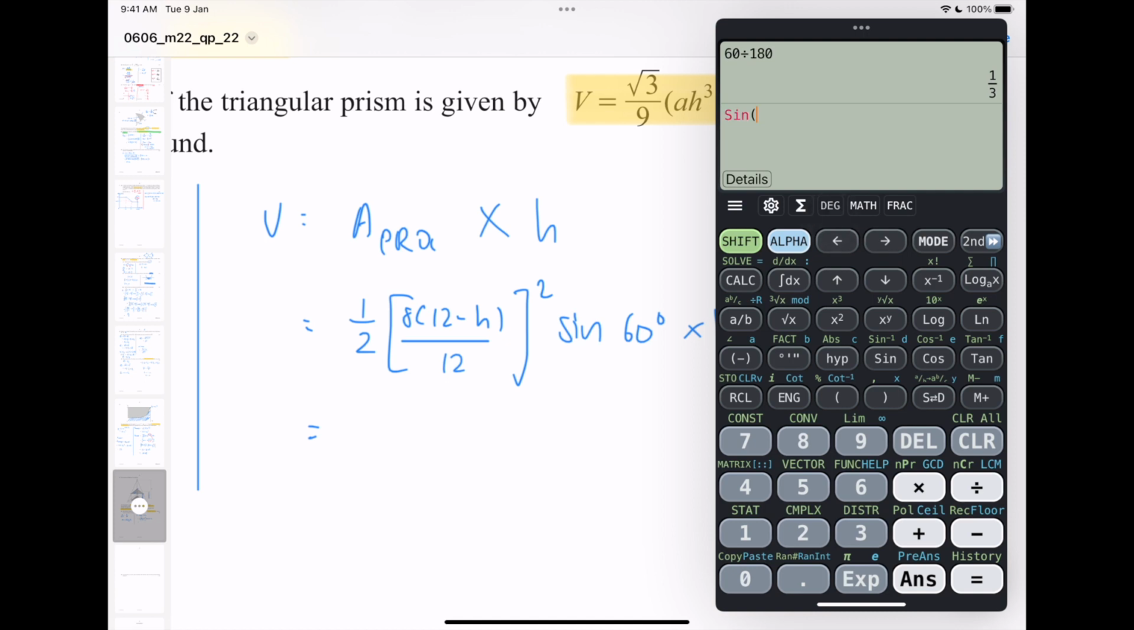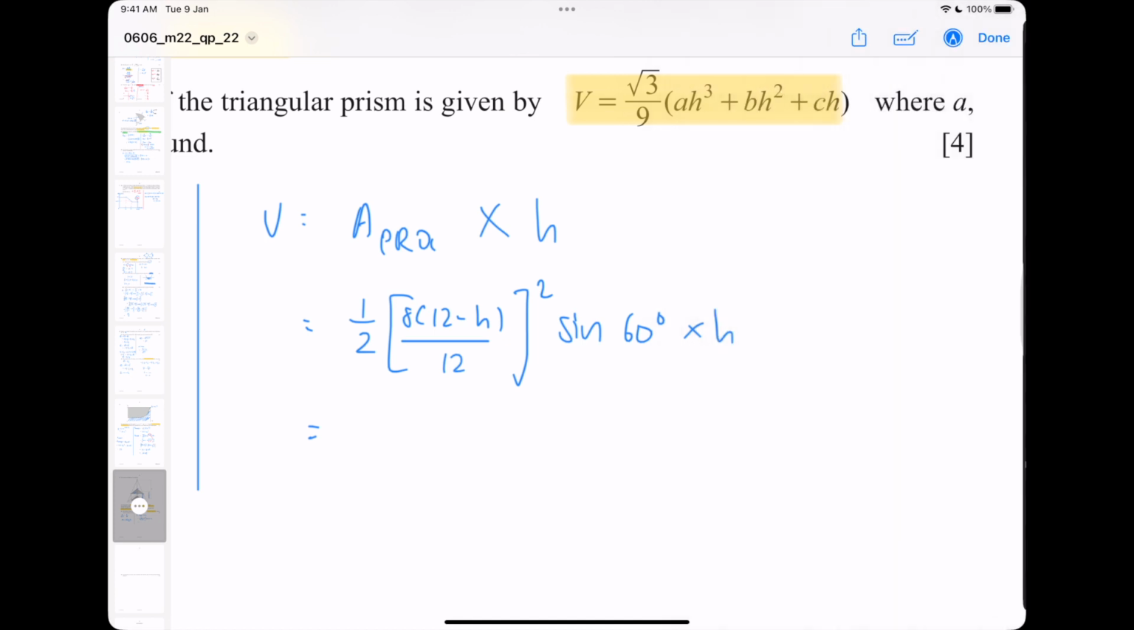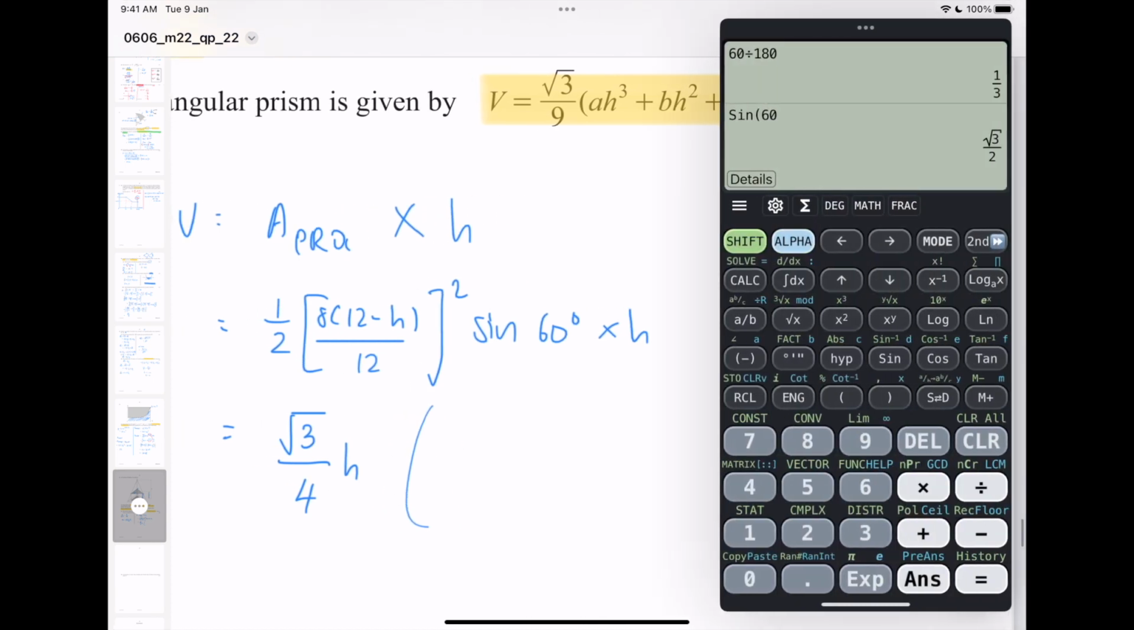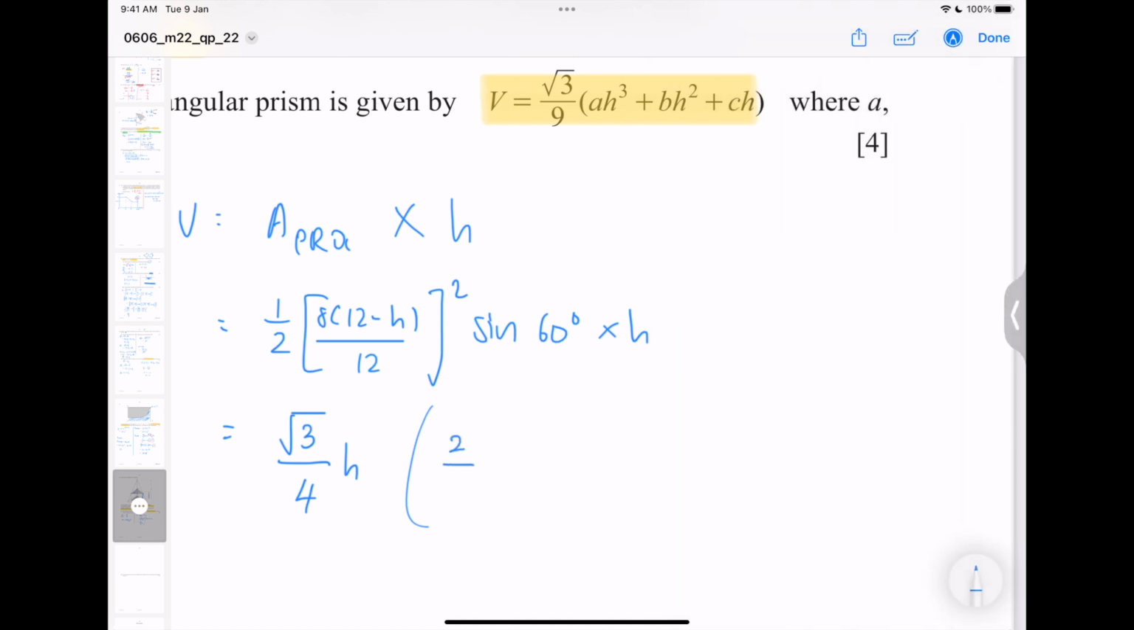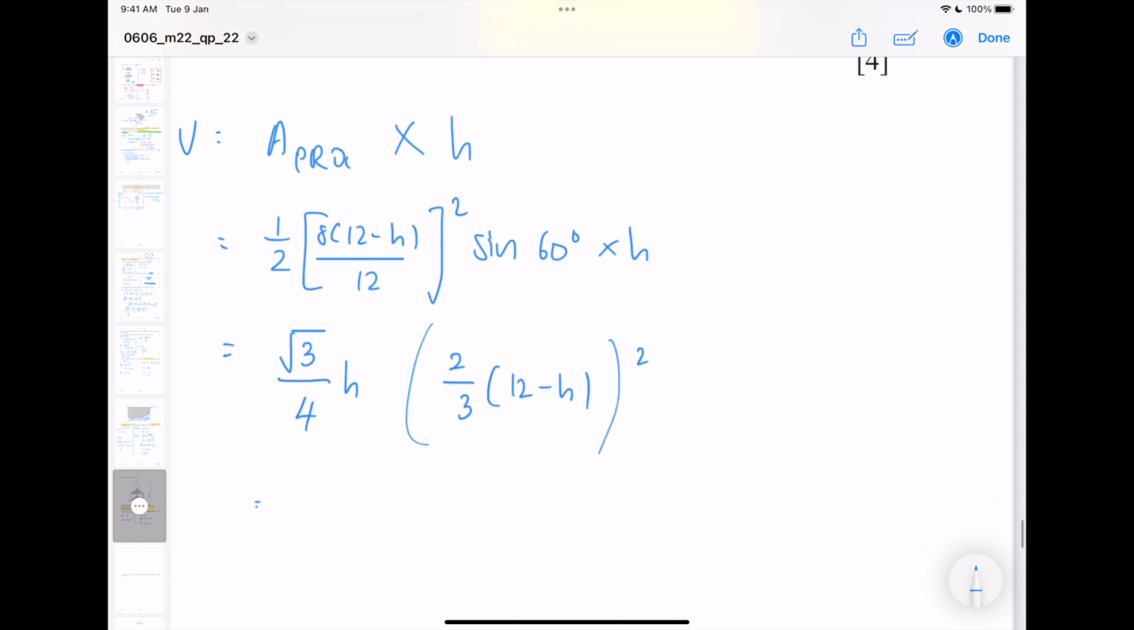Sine 60, what's that? Surd 3 over 2, so that will be surd 3 over 4, h, times, now let's expand the inside. 8 divided by 12 is 2 over 3. So 2 over 3 times 12 minus h, squared, which is 24 minus 2h over 3.